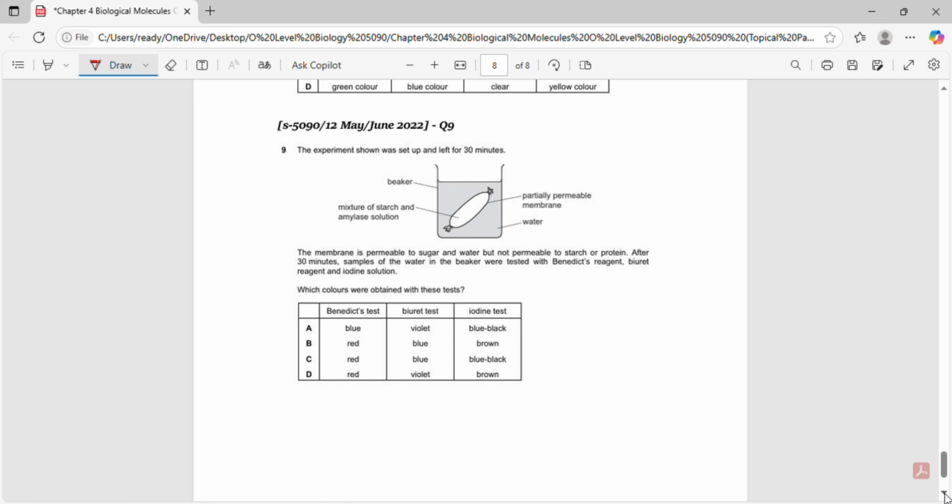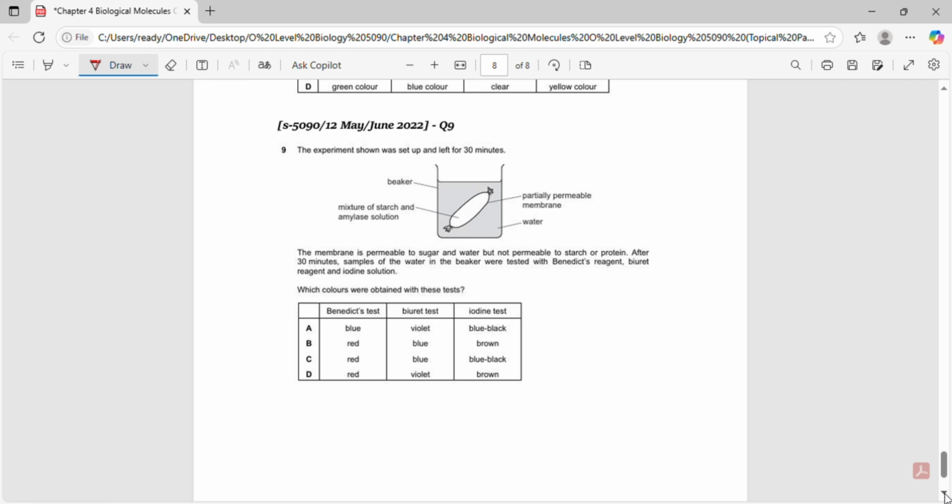The final question in this practice session involves an experiment using a partially permeable membrane and asks what results would be expected from a series of food tests. The diagram shows a beaker filled with water, and inside the beaker is a membrane bag containing a mixture of starch and amylase solution. The setup is left undisturbed for 30 minutes before samples of the water in the beaker are tested with Benedict's reagent, Biuret reagent, and iodine solution.